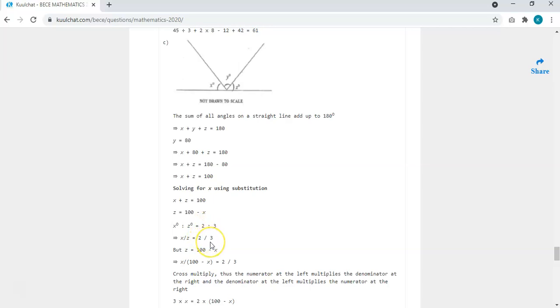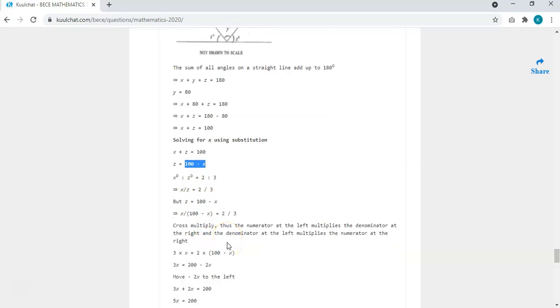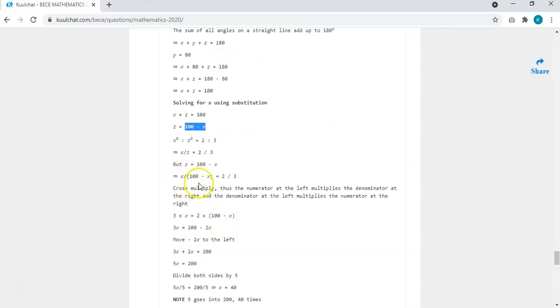So 2 over 3. Now you know that z is equal to 100 minus x, so you can replace where you have z with 100 minus x, so that you only have x in terms. Then you can simplify for x. So if you have x over 100 minus x is equal to 2 over 3, then you cross multiply. So the numerator at the left hand side will multiply the denominator at the right hand side, and the denominator at the left hand side will multiply the numerator at the right hand side.